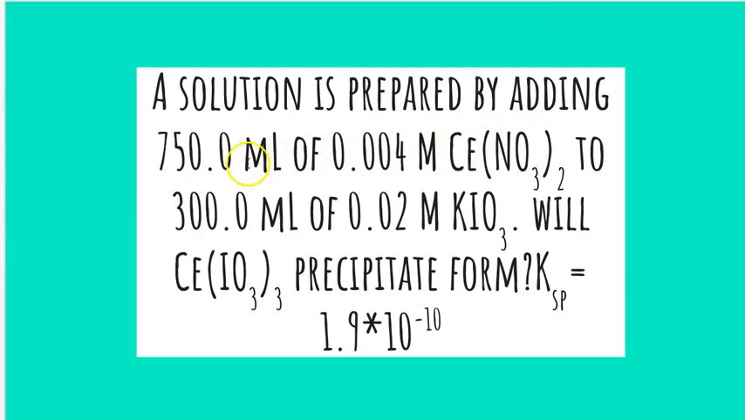We have a solution of 750 milliliters of 0.004 molar Ce(NO3)3, and we're going to add 300 milliliters of 0.02 molar KIO3. And all I want to know is, will Ce(IO3)3 precipitate? Here's your KSP. So use these concentrations and the volumes to find the moles of each, divide by the total volume to find the concentrations, and then find Q, the same way you would find KSP, and compare.